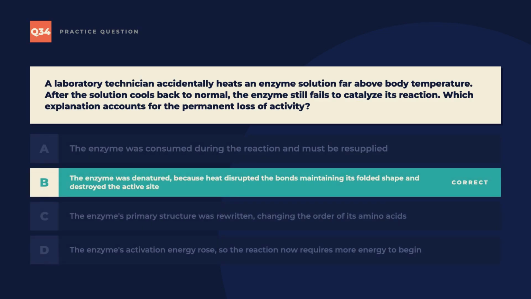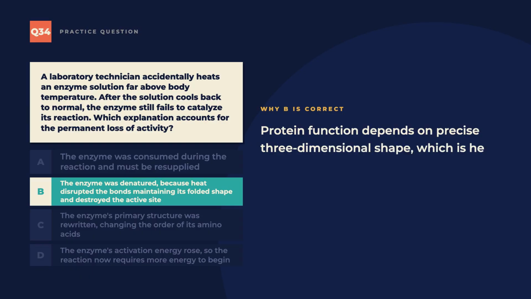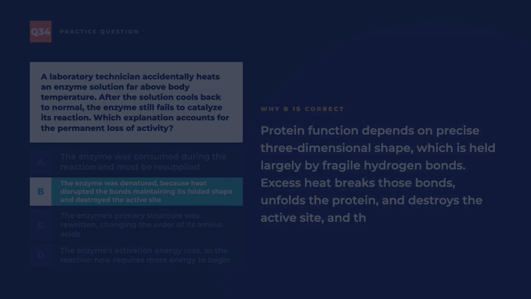The correct answer is B. The enzyme was denatured because heat disrupted the bonds maintaining its folded shape and destroyed the active site. B is correct because protein function depends on precise three-dimensional shape, which is held largely by fragile hydrogen bonds. Excess heat breaks those bonds, unfolds the protein, and destroys the active site, and the damage is frequently irreversible.